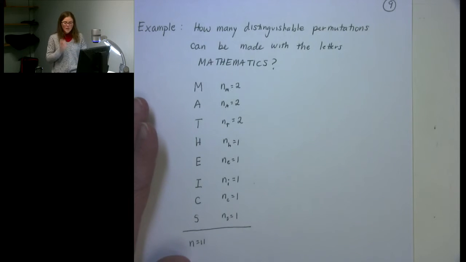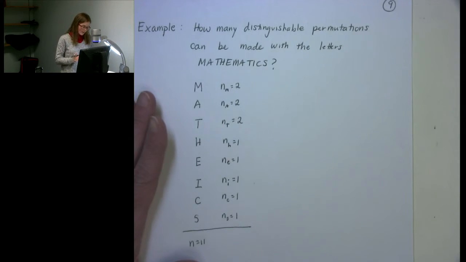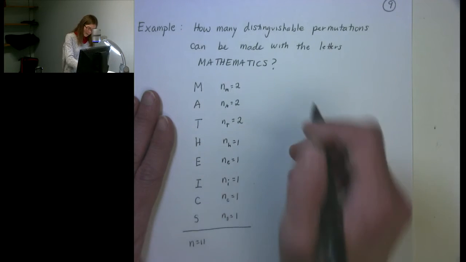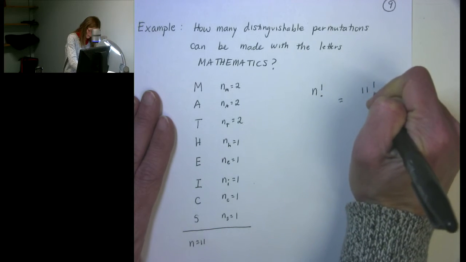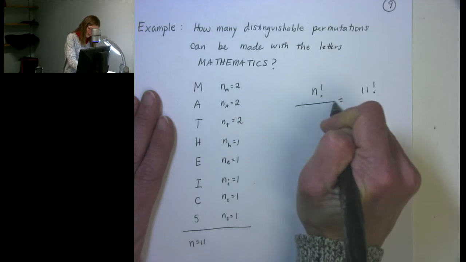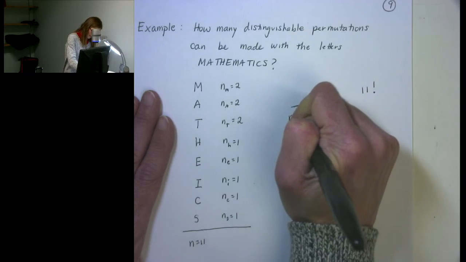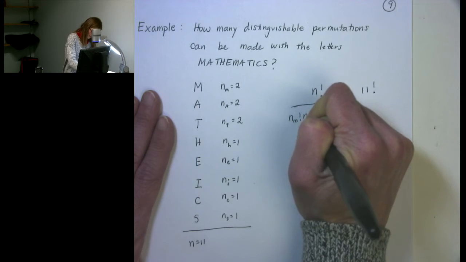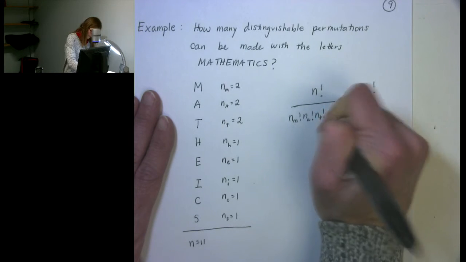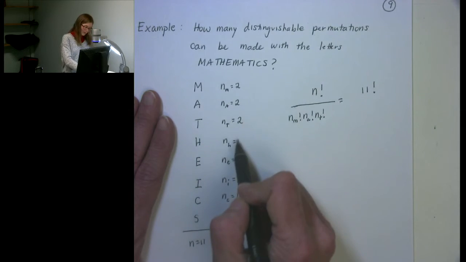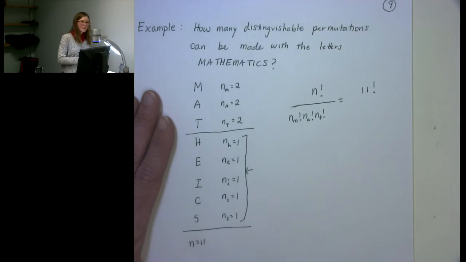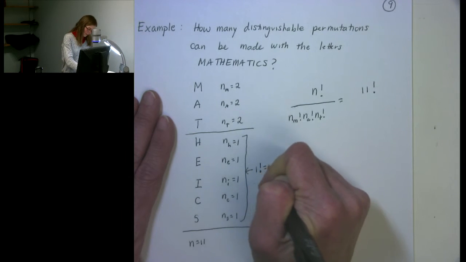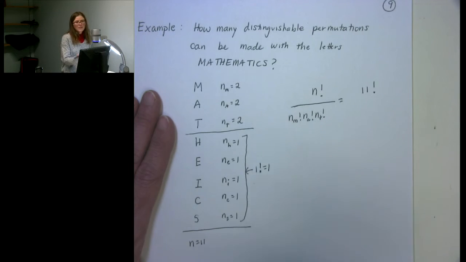And so if I want to think how many possible permutations are there that are distinguishable, I will take my n factorial, which is 11 factorial, divided by m factorial, a factorial, t factorial, and so on. But notice that for each of the letters that I only have 1 of, 1 factorial is equal to 1. So if I multiply these by 1, it doesn't change anything.